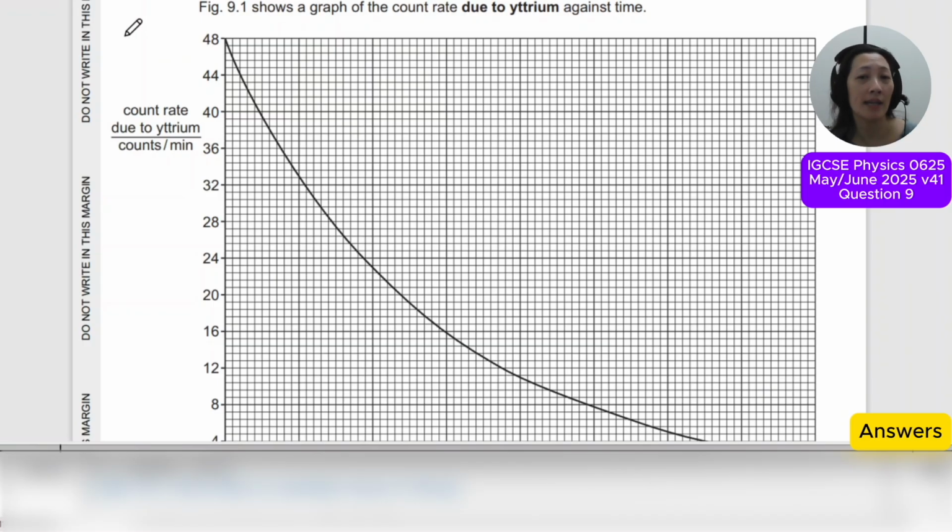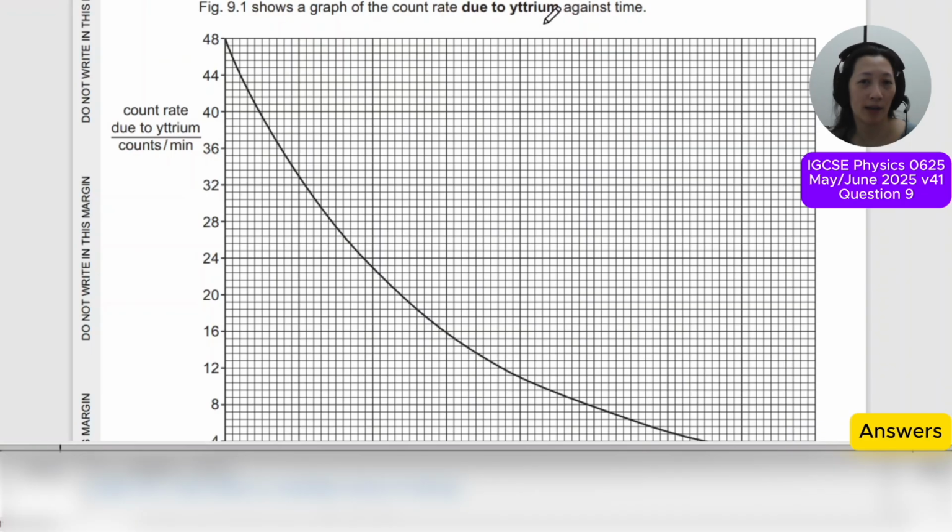There are already 2 hints in this question. First of all, the question already tells us that figure 9.1 shows a graph of the count rate due to yttrium. They've even bolded this to point out to you that this graph is only due to this radioisotope, which means that it has already been corrected. It does not include the background radiation.